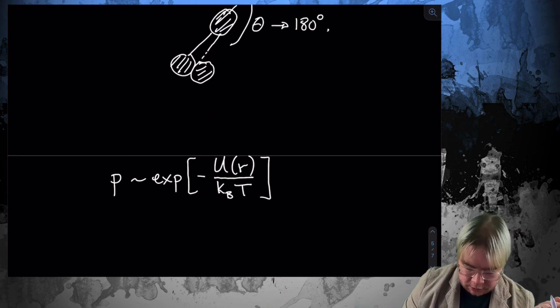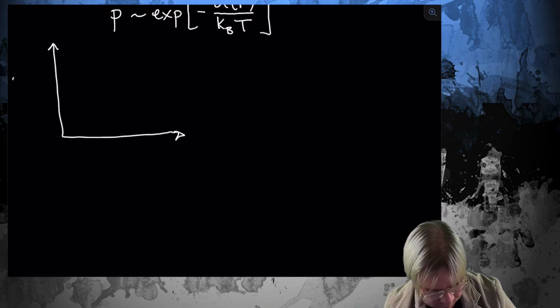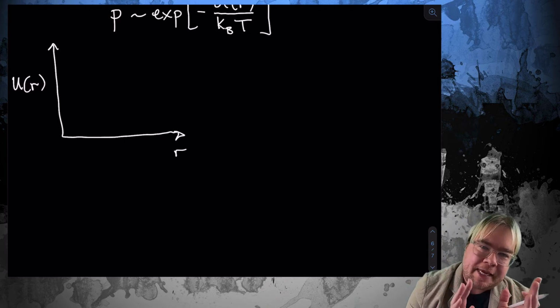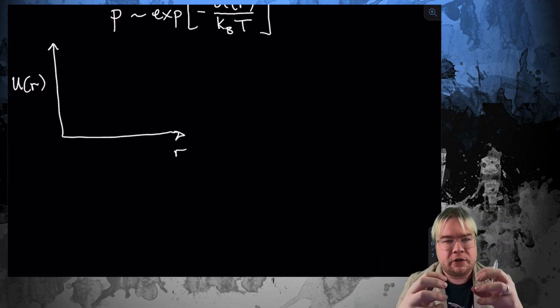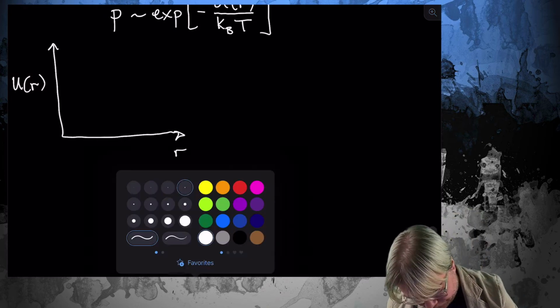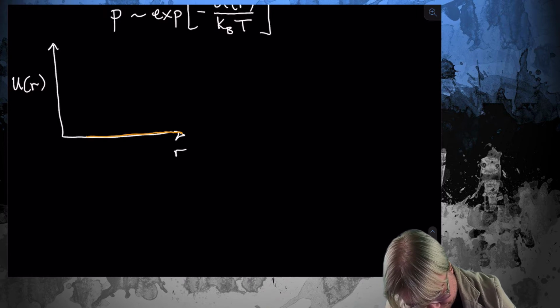So I could plot what that looks like. Let's plot a couple of different cases here. Let me draw a potential. So this will be U of R. This will be R. And let's say that this interaction is just for hard spheres. So they're not attracted to each other, but they can't overlap. So if I draw the shape of that, again, there's going to be no interaction.